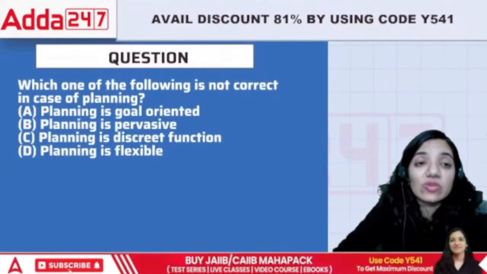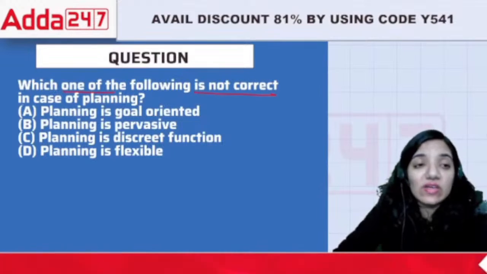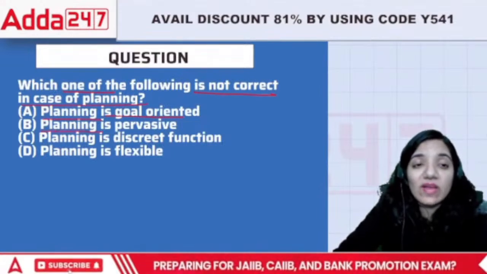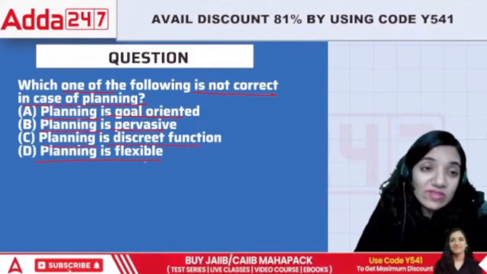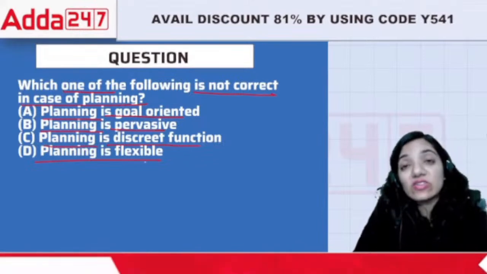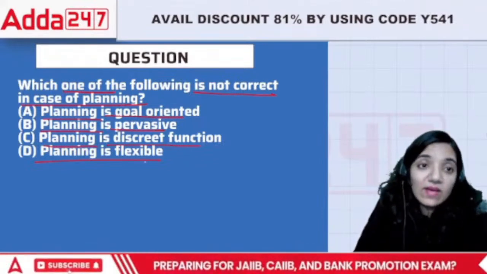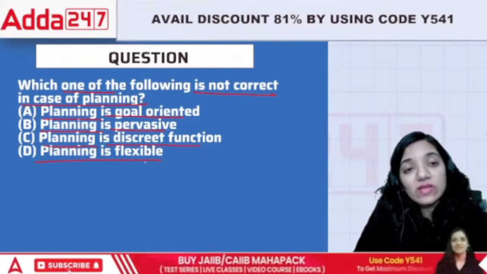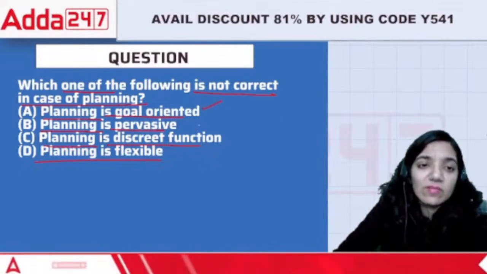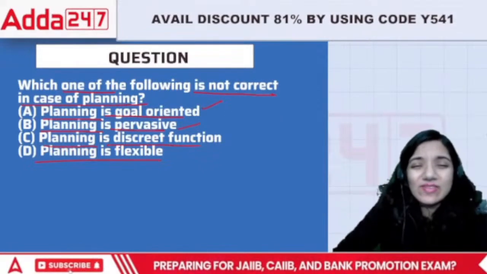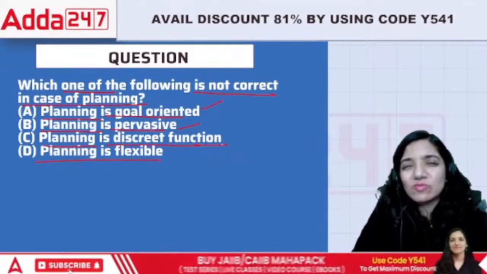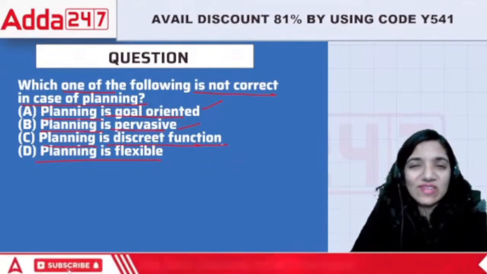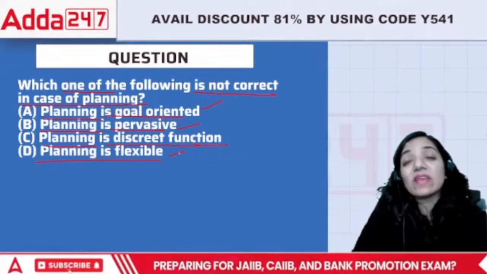Now comes the next question. Which one of the following is not correct in case of planning? Planning is goal-oriented, planning is pervasive, planning is a discrete function, or planning is flexible. If we say which one is not correct, it means planning is goal-oriented, an important thing. Planning is pervasive, required at every level. It's not a discrete function. It's not something that we do whenever we would like to. There's no specific intensity. Less, more, less, more. There's nothing like that. And the last one is planning has to be flexible.